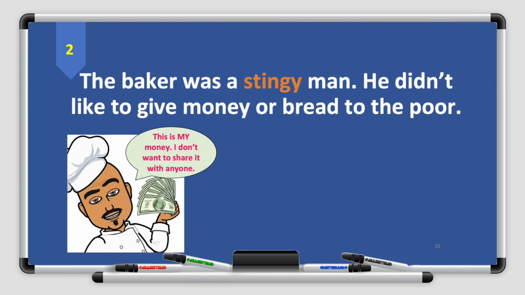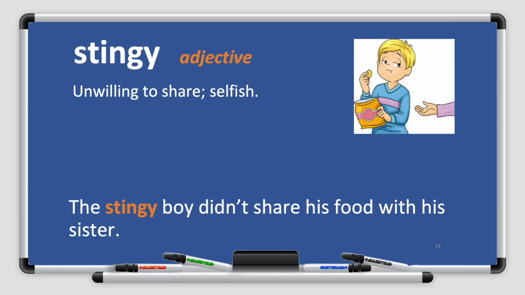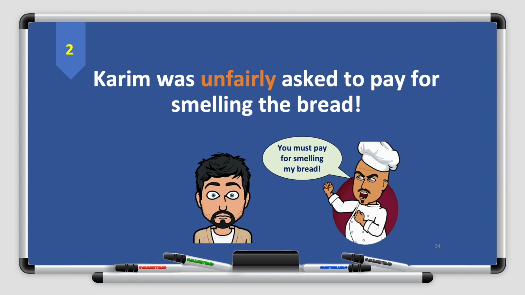The baker was a stingy man. He didn't like to give money or bread to the poor. He doesn't like to share his money with anyone. Stingy is an adjective. Stingy means unwilling to share or selfish. Let's take a look at the little boy in the picture. The stingy boy didn't share his food with his sister. Karim was unfairly asked to pay for smelling the bread.